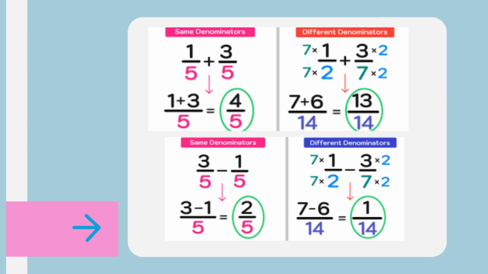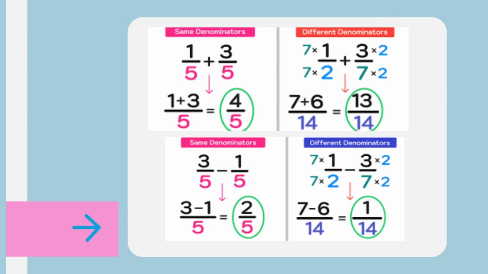So let's start. So 1 over 5 plus 3 over 5. You can see the denominators, which are highlighted pink, are written. So what you do with the same denominators is you just add the numerators. You just get 4 over 5. That is the basic way to do it. So that's for the addition side.